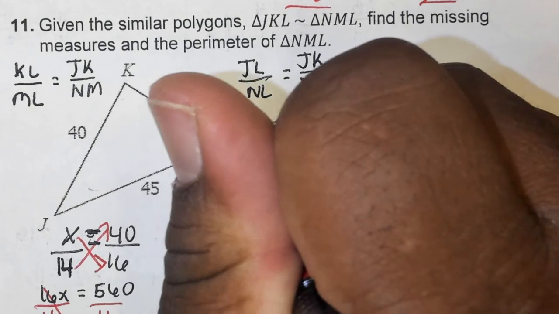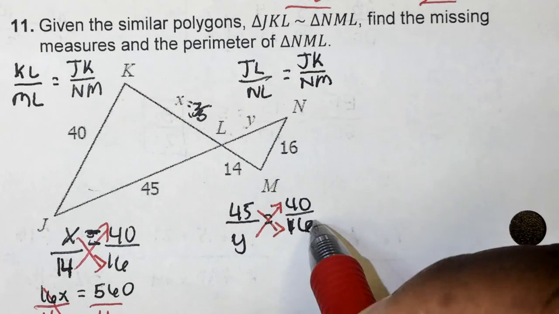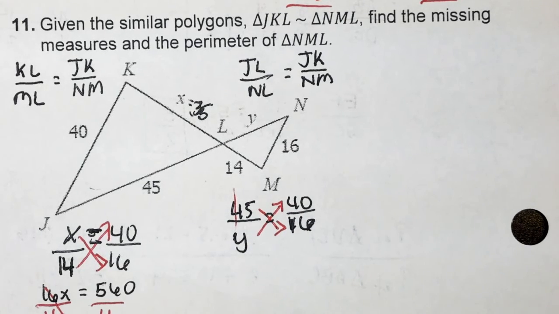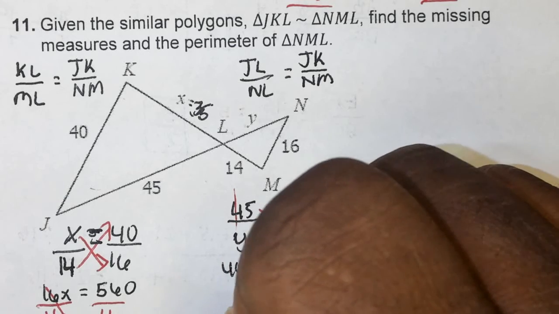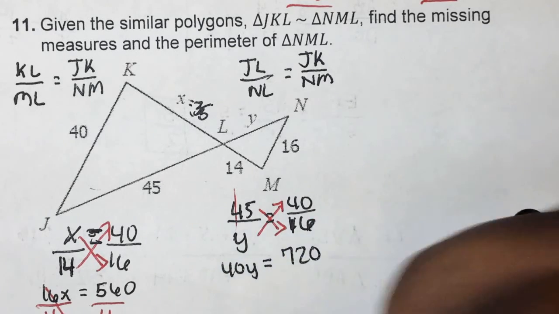And then from there, cross multiply. And it does matter too. If you put the variable on top, if you write this part like this and write this Y over 45, you're going to get it wrong. So 40Y equals 70/20.